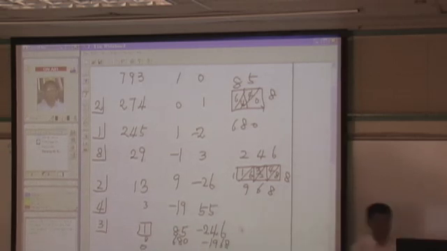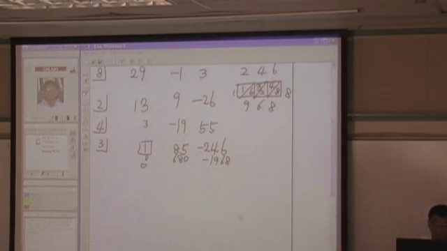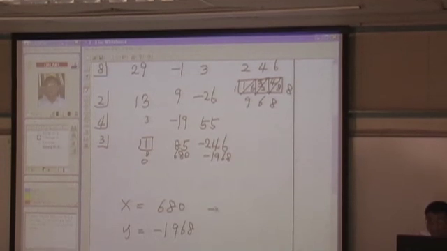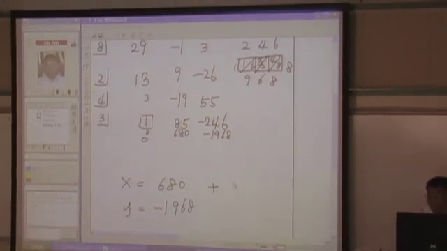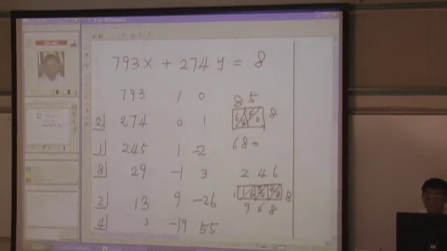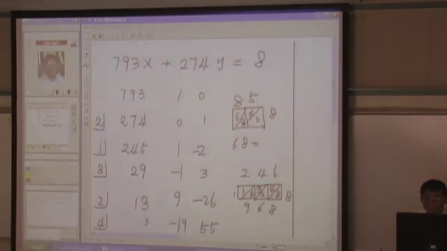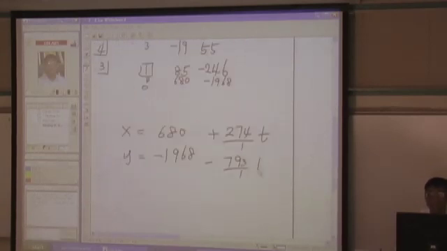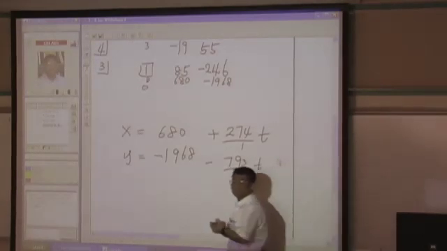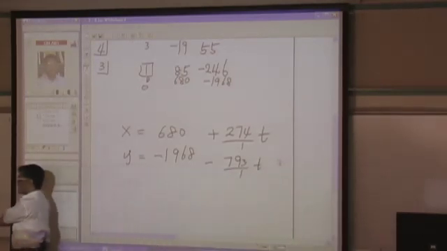So x0 is 680, y0 is negative 1968, right? So this is x0 and y0, and now plus the other number over the GCD. The other number is what? The other number is 274, right? So 274 divided by the GCD, multiplied by t, and then this minus the other number, 793, divided by the GCD. So this is the solution to the problem. This is the solution to the problem, and check it.